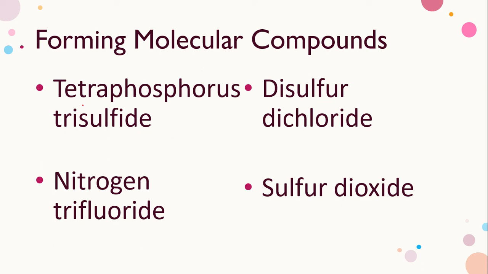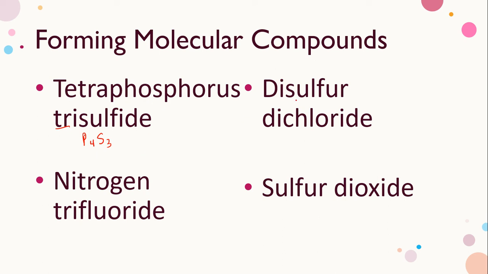And you can work backwards as well. So here I can see tetra means 4, phosphorus means P, so 4 phosphorus. Sulfide is sulfur, and tri means that there's 3 of them. So I want you to pause the video and try to complete the rest.